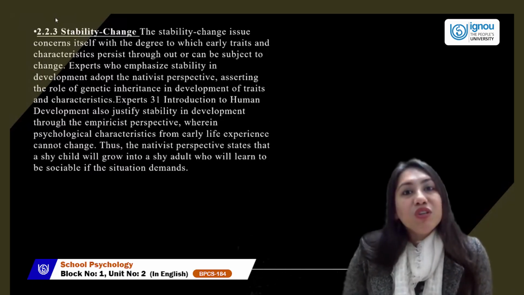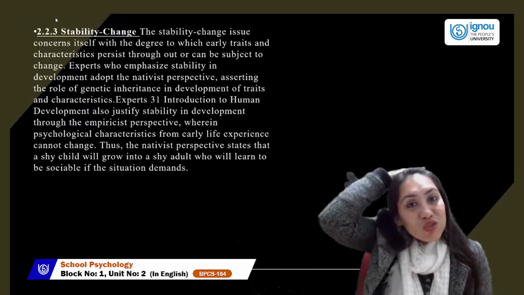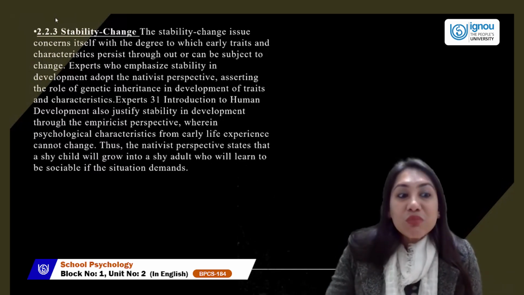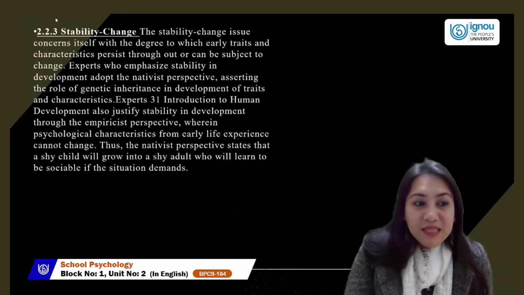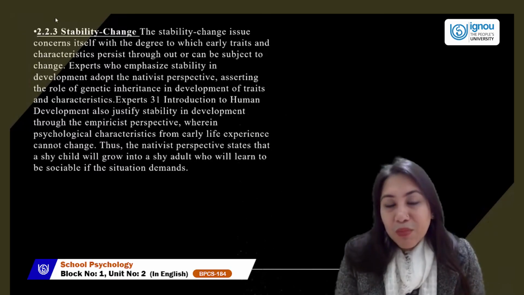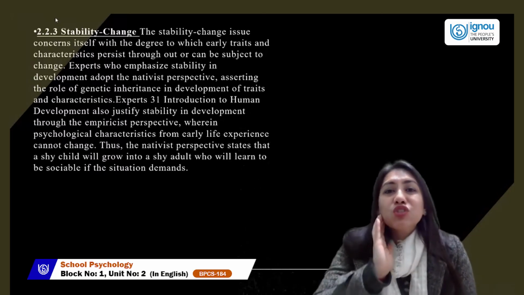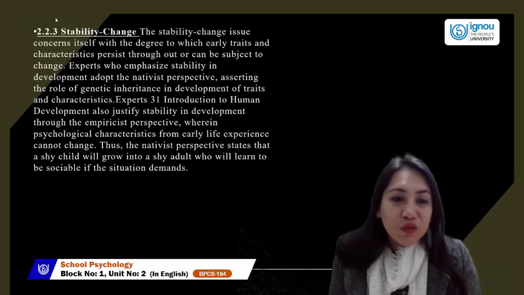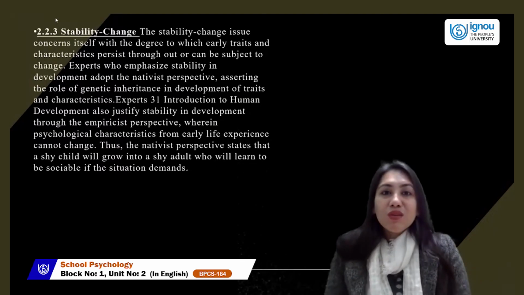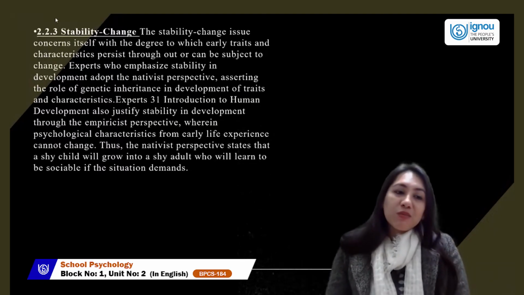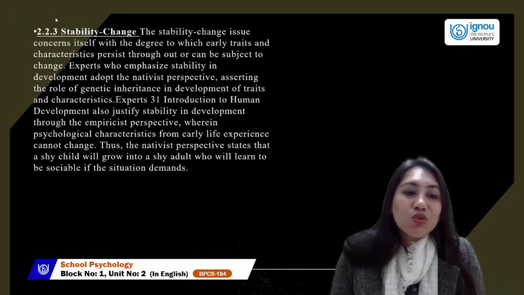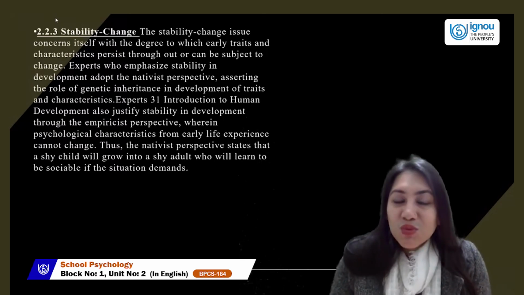So empiricists, which is the quantitative researchers, also emphasize that we need to know that they equally favor the stability rather than change. The reason is psychological changes that are happening at the stage of 4 5 years of life. Let's take an example. A child has gone through a huge traumatic experience at the age of 3 4 and 5. Remember, that's going to gradually impact life experiences later. So this is something which cannot be explained by change but can be explained by stability. Thus, the nativist perspective also states that a shy child will grow into a shy adult who will learn sociability as per the situation demands, which is again stability.